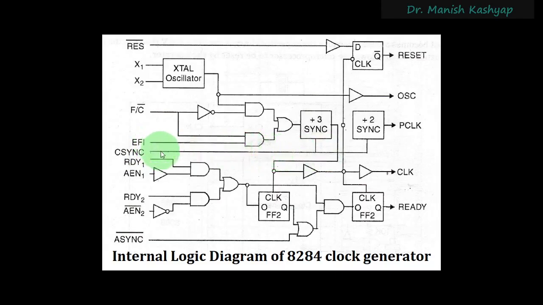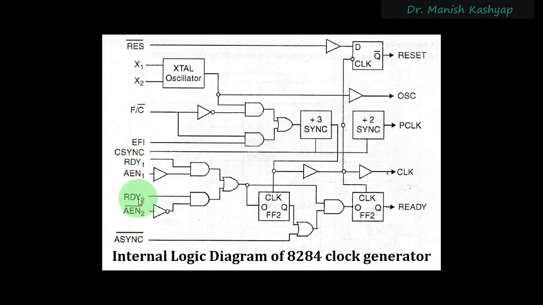However, when you are using minimum mode, this C-sync signal will be grounded. So that is not used for minimum mode. When we discuss maximum mode, you will see that the C-sync signal is used there, so that is essentially for maximum mode of operation. Now, you also see this small circuitry here. There are two signals, AEN1 and AEN2, the address enable signals.